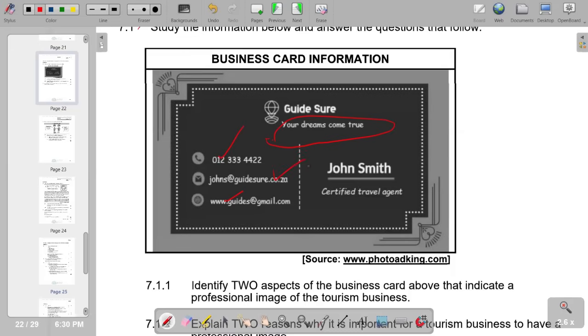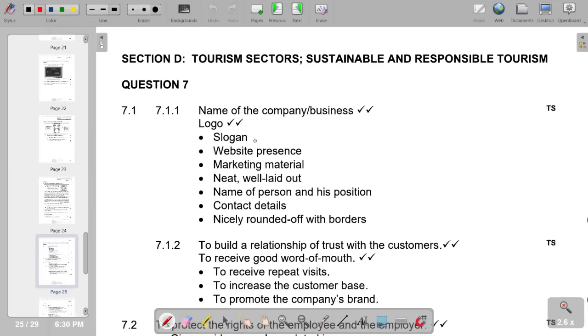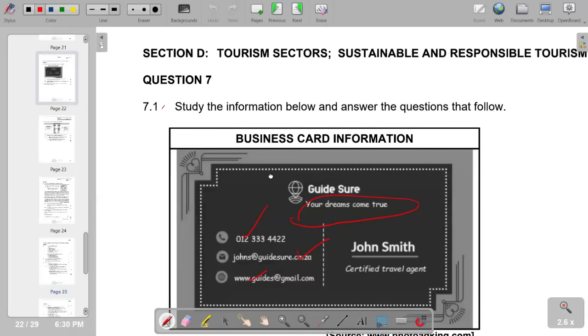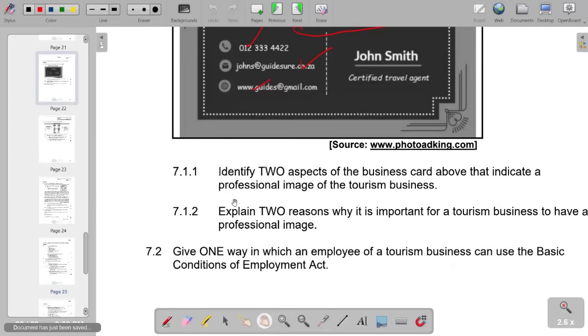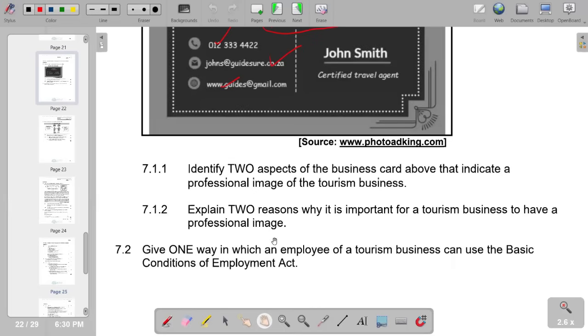If you check again, it is neat and well laid out, which is also one of the areas that we can indicate. So basically, this is what we have. So we are saying the name of the company or business is one of them, logo, slogan, website presence, marketing material, neat, well laid out, a name of person and designation. So these are the areas that we can indicate. Then in terms of the next part, explain two reasons why it is important for a tourism business to have a professional image. Why it should have a professional image.